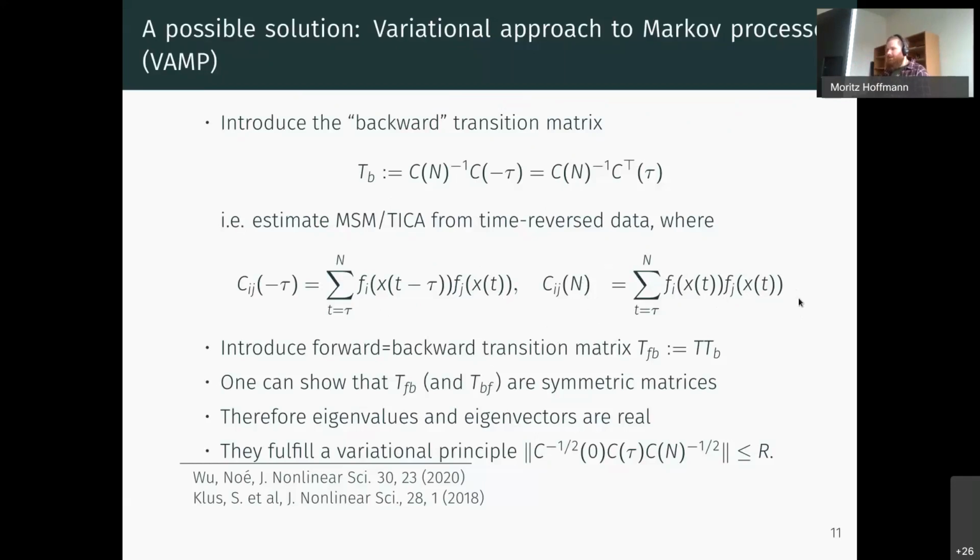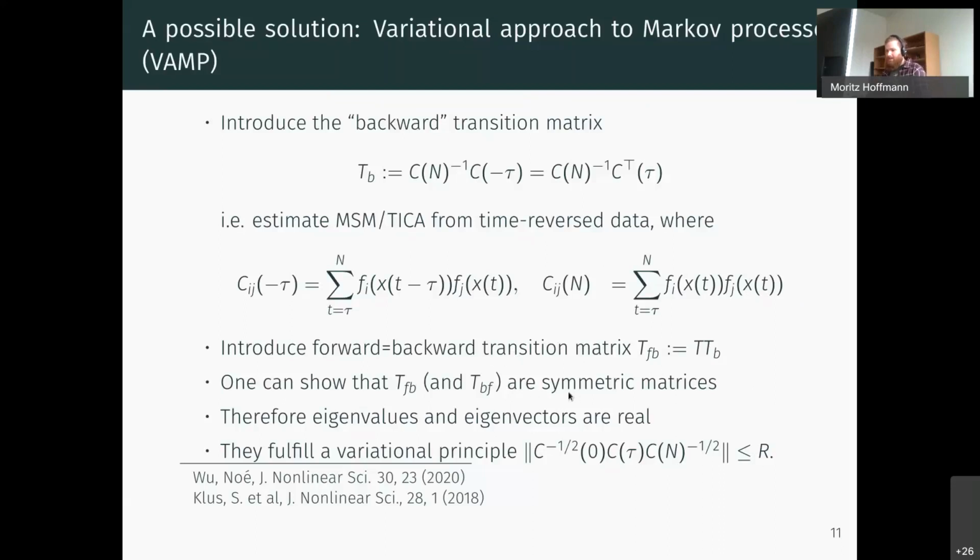And then to make things symmetric again, we don't look at the forward propagator anymore, but we look at the forward-backward, which is just the ordinary transition matrix or ordinary propagator times the backward. And you can even show that this is always a symmetric matrix. Forward-backward, and also backward-forward, that doesn't really matter. So this is especially a symmetric matrix without a reweighted scalar product. So this is really, in the standard basis, a symmetric matrix.